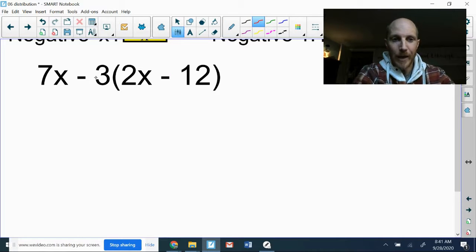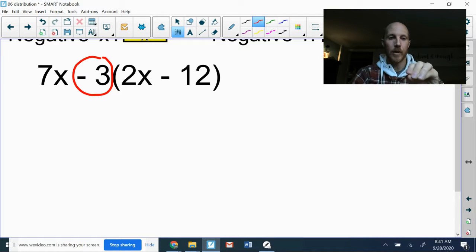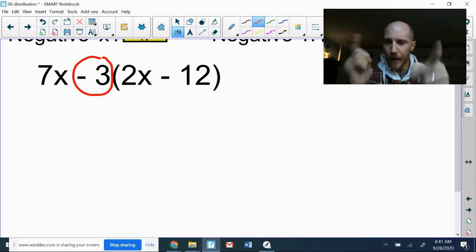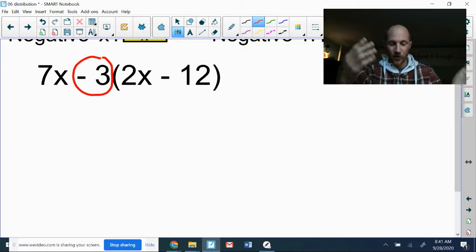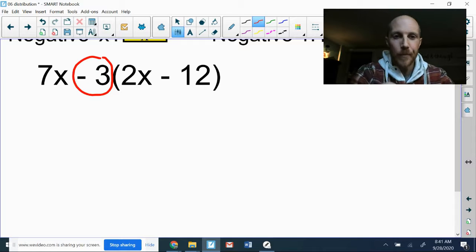Okay, so I got 7x minus 3 and then parentheses 2x minus 12. This 3 and the minus sign need to be kept together. That's what's being distributed. So I'm going to go back and forth in the way I describe that minus sign. Sometimes I'm going to call it a negative. Sometimes I'm going to call it a minus. There is not actually a difference. It's just what we think when we say the word. We start thinking things differently. It's not actually a different meaning, whether you call it a minus or a negative, they are the same. But we do definitely say different things sometimes.